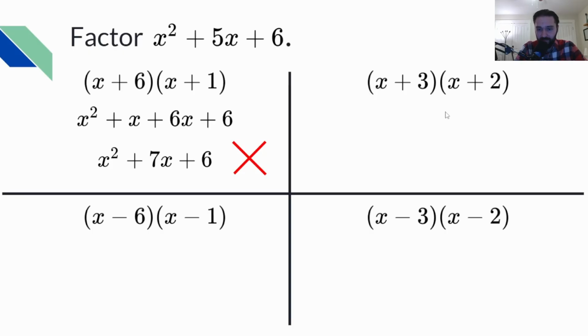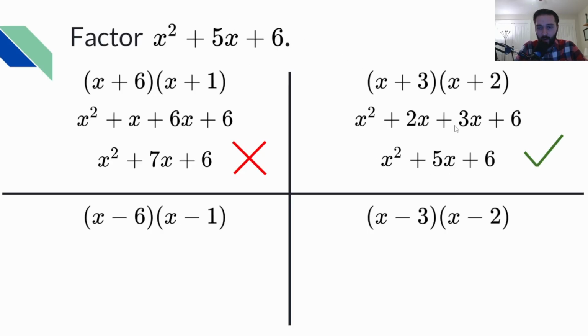Let's look at the top right. X plus 3 times x plus 2. When I FOIL that, I get this. Then I add those two like terms, and I get 5x. X squared plus 5x plus 6. That matches what we started with, so that works. So that's our answer: x plus 3 times x plus 2.